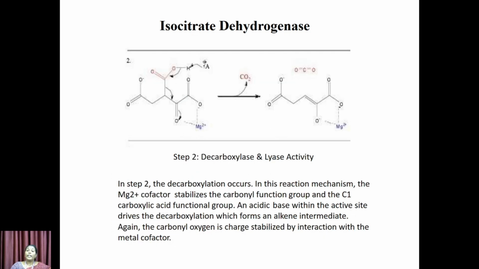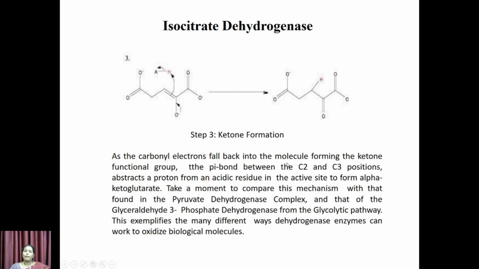Next, decarboxylase and lyase activity. In this step 2, decarboxylation occurs. The Mg2+ cofactors are stabilized. Next, carboxylic acid is the functional group. Next, ketone formation. This one is ketone formation, as is the carbonyl electrons. This is a ketone functional group.